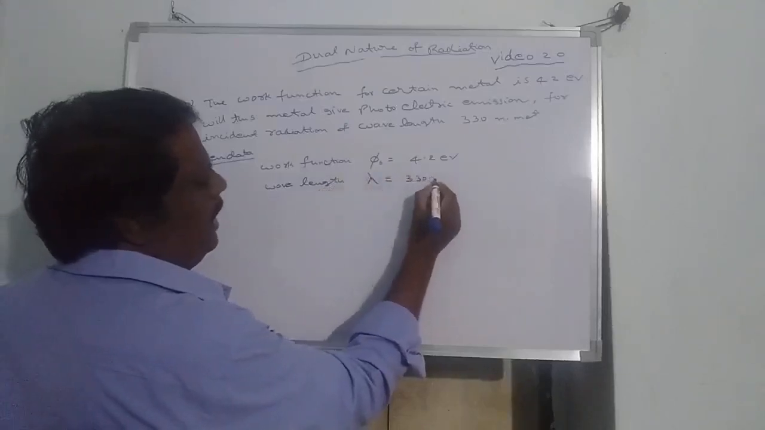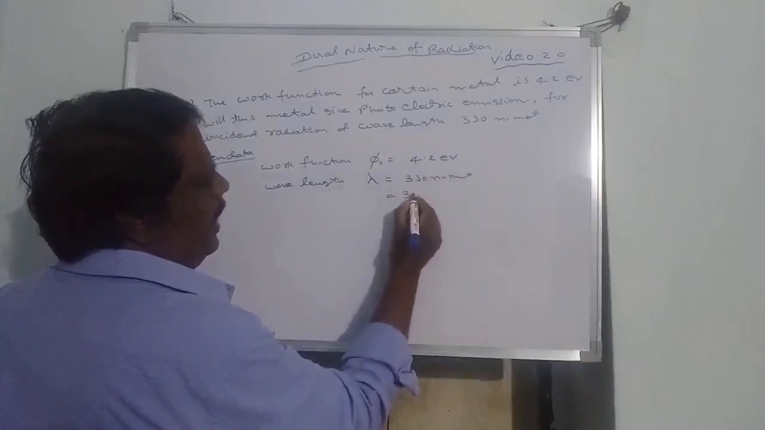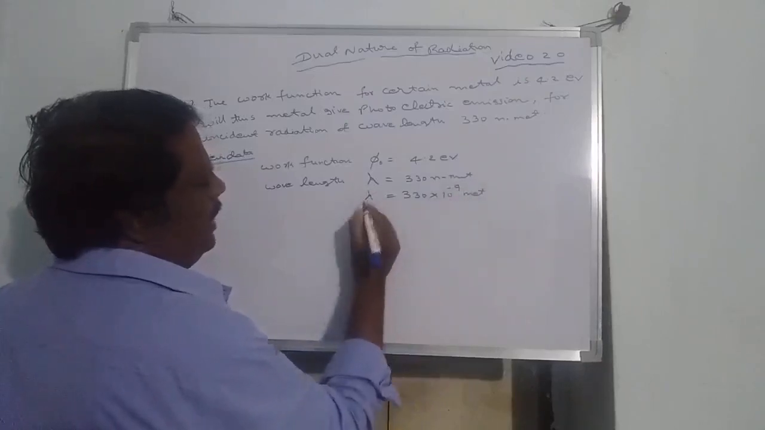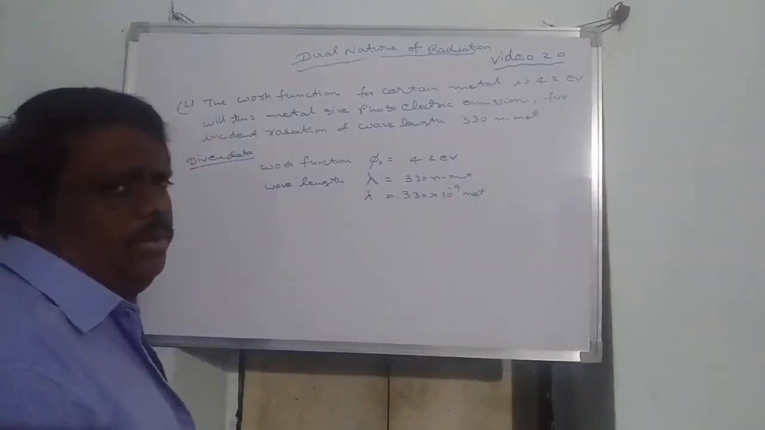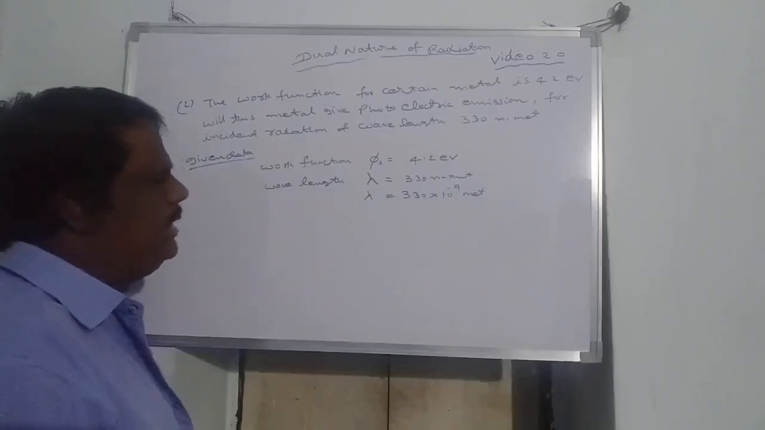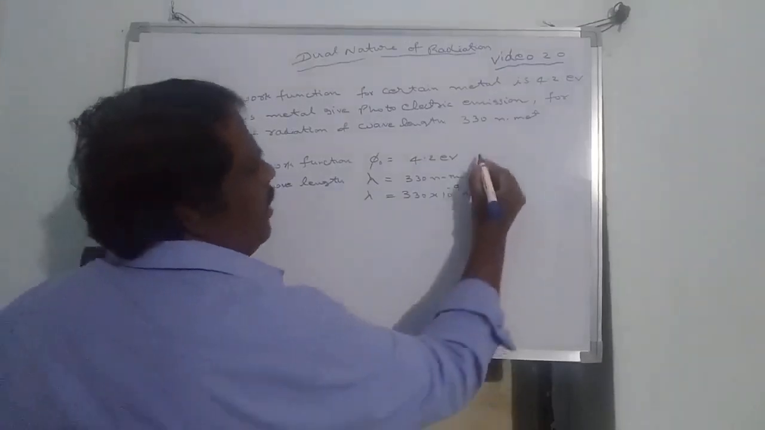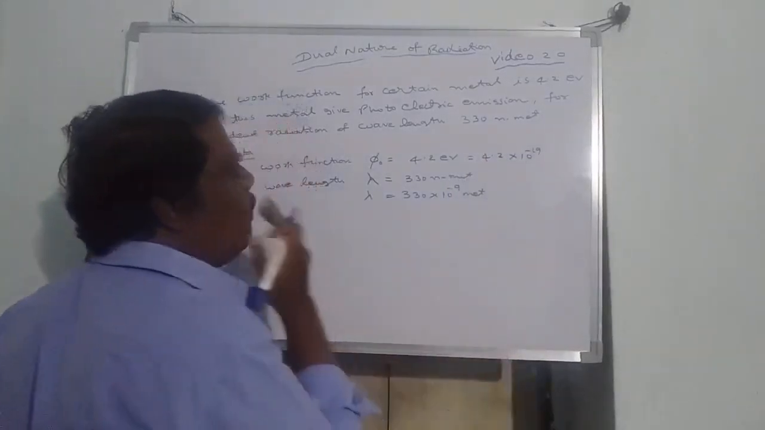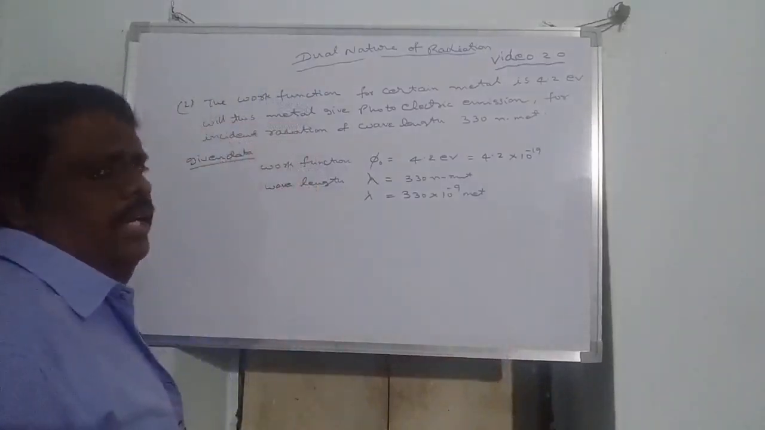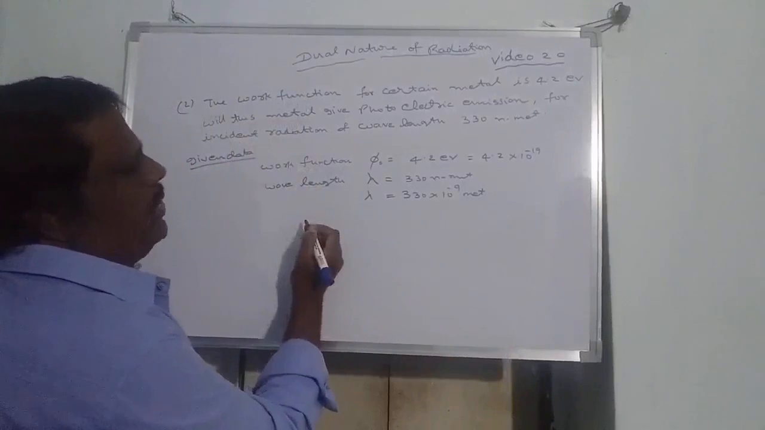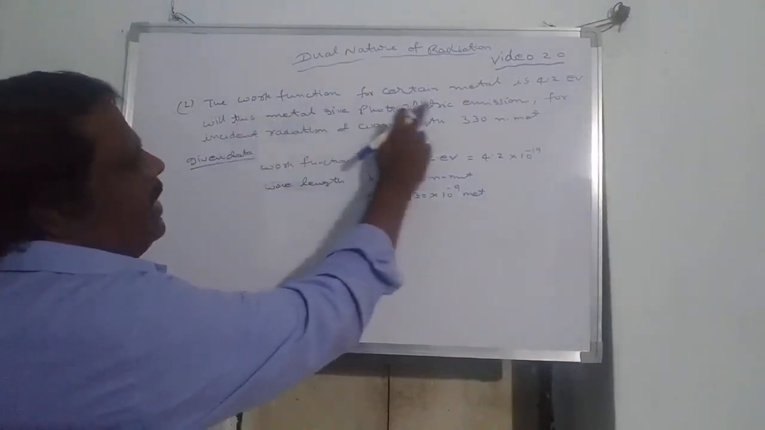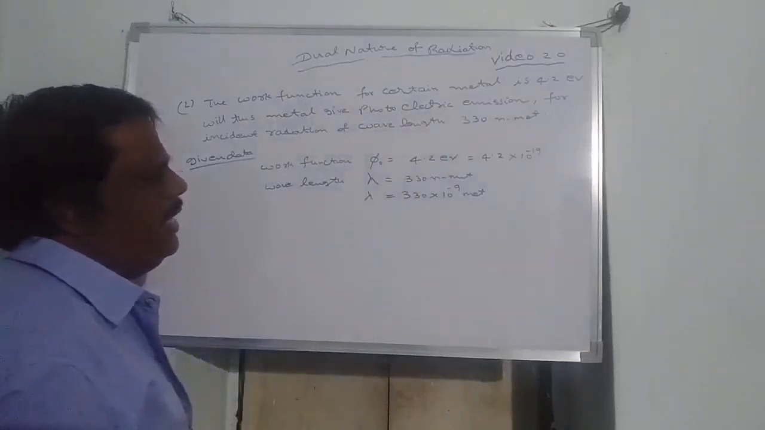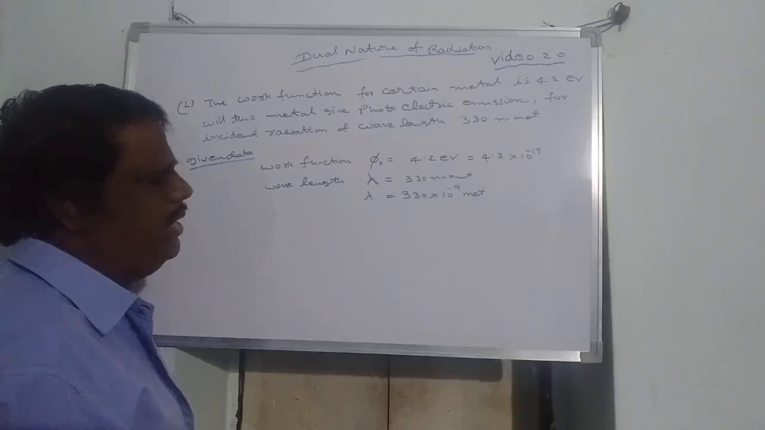So, wavelength lambda is equal to 330 nanometers. We know that 1 nanometer is equal to 10 to the power of minus 9 meters. Then 4.2 electron volt, that is 4.2 into 1.6 into 10 to the power of minus 19 joules. The work function they are given is 4.2, phi naught value. So wavelength value lambda is 330, and 1 nanometer is equal to 10 power minus 9 meters.